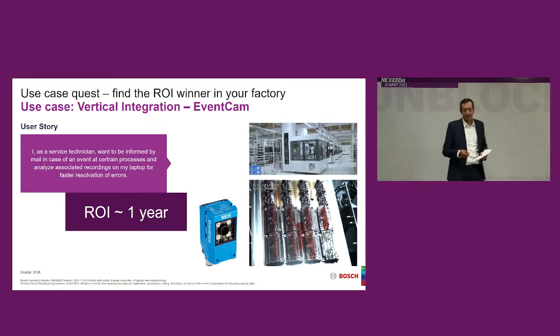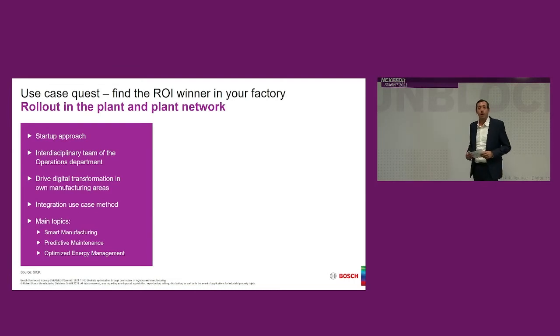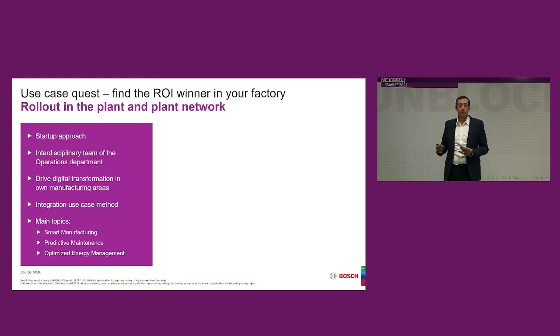Hello from my side. Now the question, how did we roll out the NEXEEDit software in our company? So Marian told us we started with a starter kit, and then we ordered some more licenses for our company, and also we organized our organization in a startup organization with an interdisciplinary team of the operation department, together with the IT, with the central unit manufacturing solution. And then we start to make the use cases together with our shop floor teams and integrated with the help of the use case method.